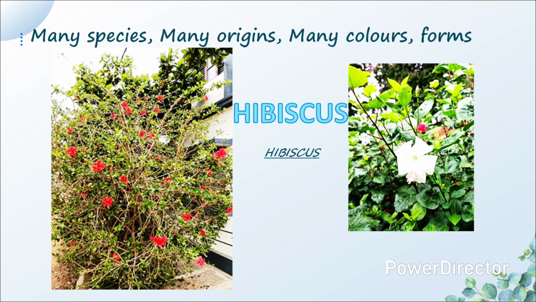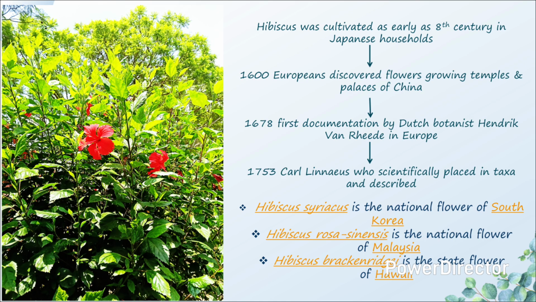So, coming to its background, hibiscus was cultivated as early as 8th century in Japanese households. Later in 600, early Europeans discovered flowers growing near temples and palaces of China. Later in 1678, hibiscus was first documented and illustrated by Dutch botanist Hendrik van Rede in Europe. In 1753, Carl Linnaeus scientifically placed it in taxa and described it.